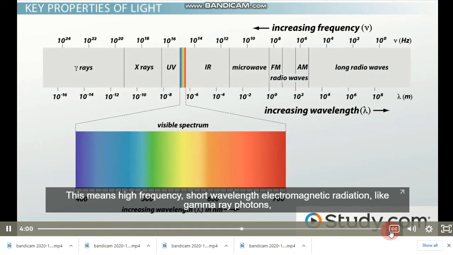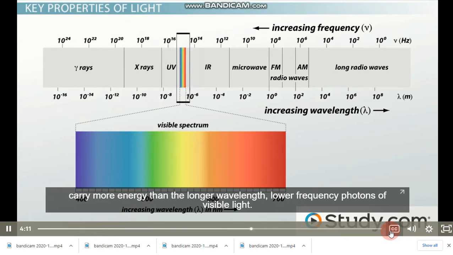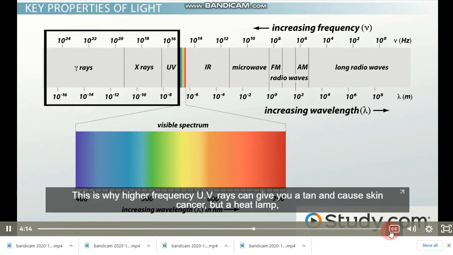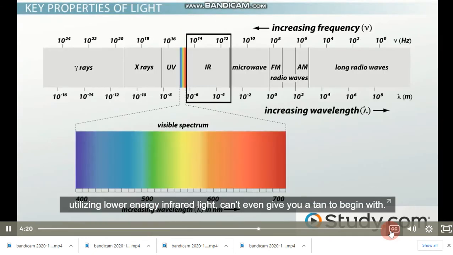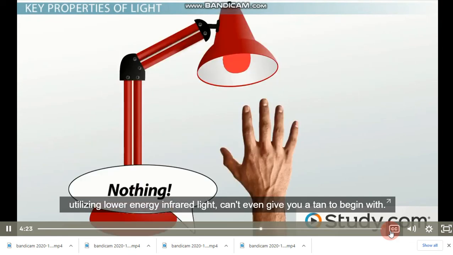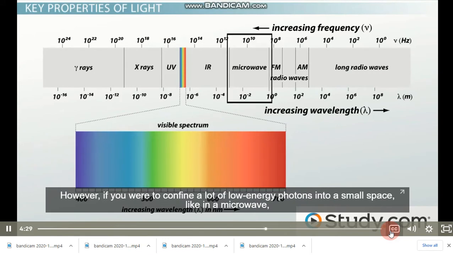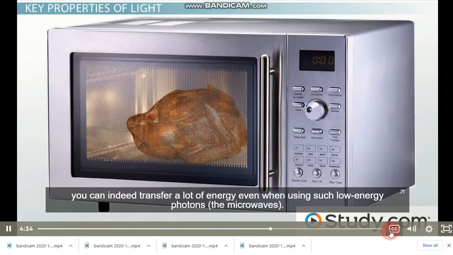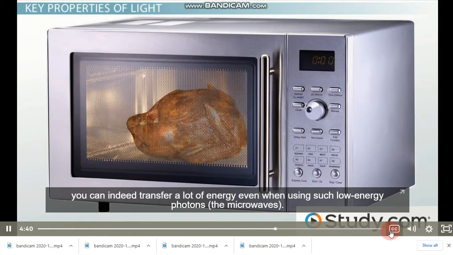This means high-frequency, short-wavelength electromagnetic radiation like gamma-ray photons carry more energy than the longer wavelength, lower-frequency photons of visible light. This is why higher frequency UV rays can give you a tan and cause skin cancer. But a heat lamp utilizing lower energy infrared light can't even give you a tan to begin with. However, if you were to confine a lot of low energy photons into a small space, like in a microwave, you can indeed transfer a lot of energy even when using such low energy photons, the microwaves.